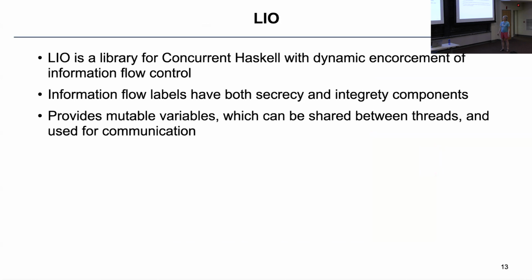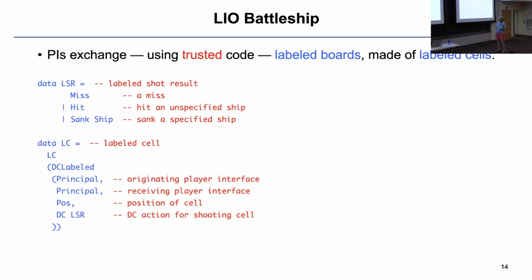Okay, so LIO. This is thanks to Steve, who didn't mention, Chong didn't mention LIO, I don't think specifically, but actually you did mention some information flow control label background in which information flow control labels have both secrecy and integrity components. So LIO has that. It's a library for concurrent Haskell with dynamic enforcement. It provides mutable variables which can be shared between threads and used for communication. And I'm going to try to tell you enough about LIO to make the rough idea of this implementation clear. You can ask me more questions if you want.